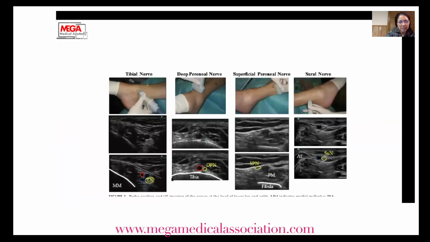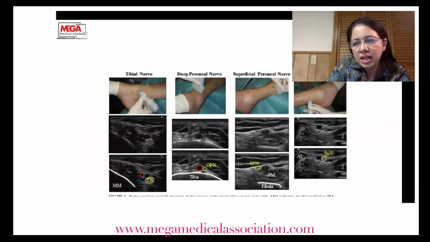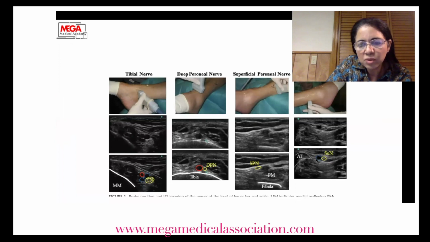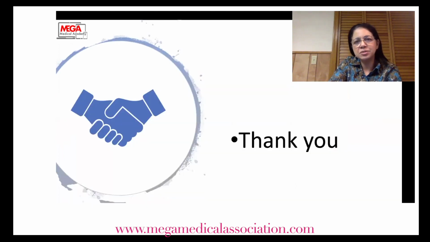And this is the last slide, Dr. Huda. So the tibial nerve here behind the medial malleolus, and this is the tibial artery, and this is the deep peroneal nerve next to the anterior tibial, and this is the saphenous nerve. It might have the great saphenous vein, and this is the sural nerve, and the landmark here is the small saphenous vein. Thank you.